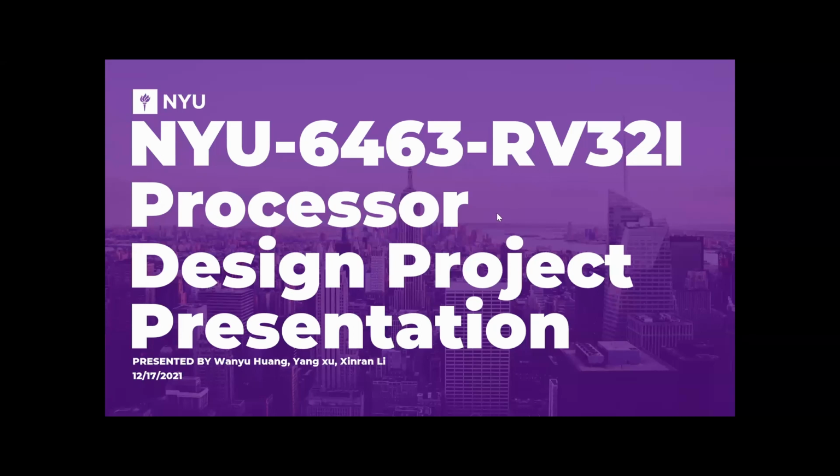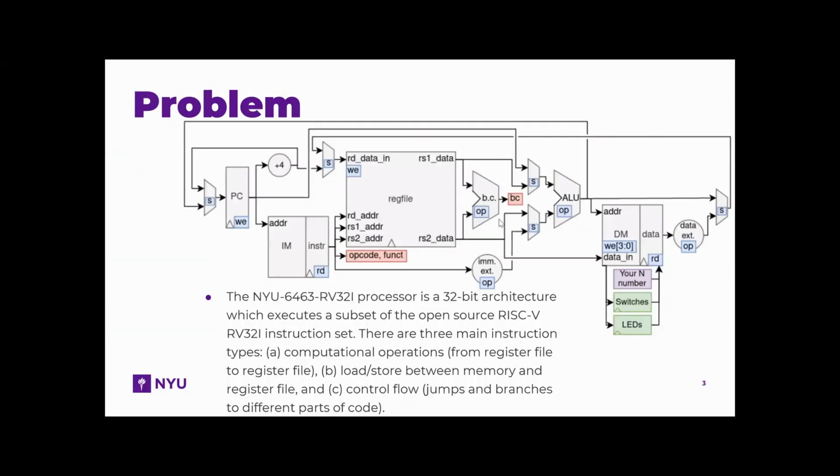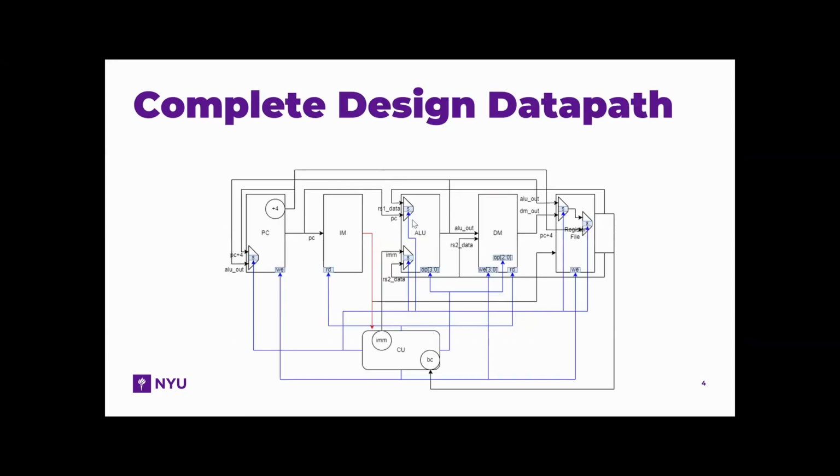Okay, let's talk about our CPU. First, our CPU is based on the diagram here, and we generate our own diagram. This is our component design data path. There are 6 components: PC (program counter), instruction memory, ALU, data memory, register file, and control unit.